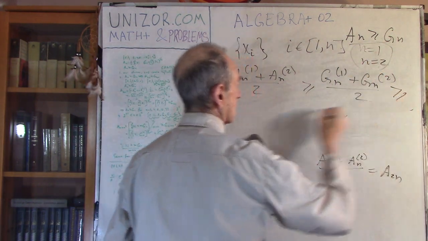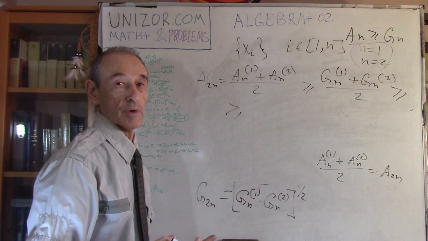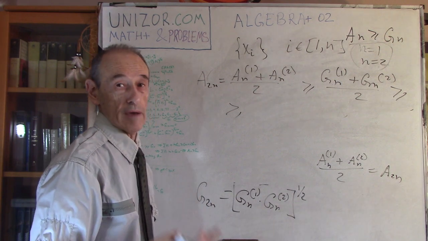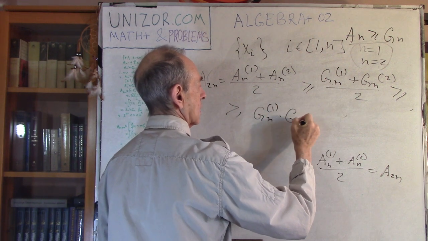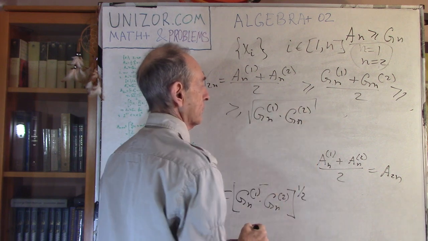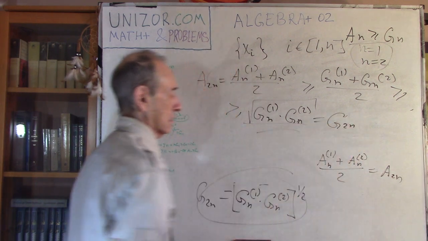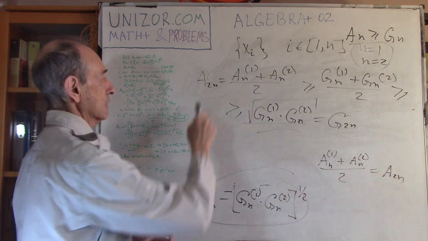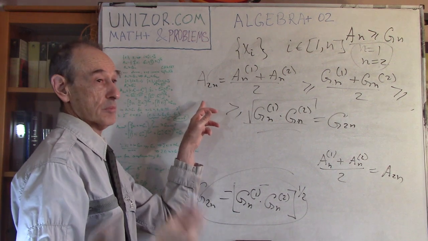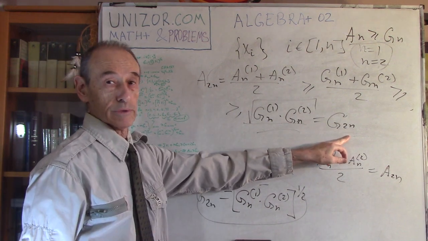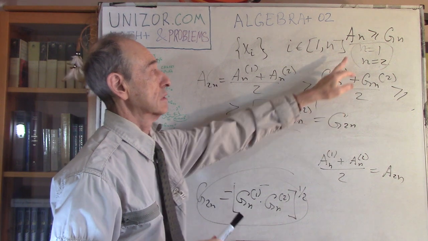Now these are two numbers divided by 2, which is the arithmetic average of two numbers. It's greater than the geometric average of these two numbers, which is what? Gn first times Gn second, square root. But this is exactly G2n. And that's how we have proven that A2n is greater than or equal to G2n. So the arithmetic average of 2n numbers is greater or equal to the geometric average of these numbers, but under the assumption that for n it's true.